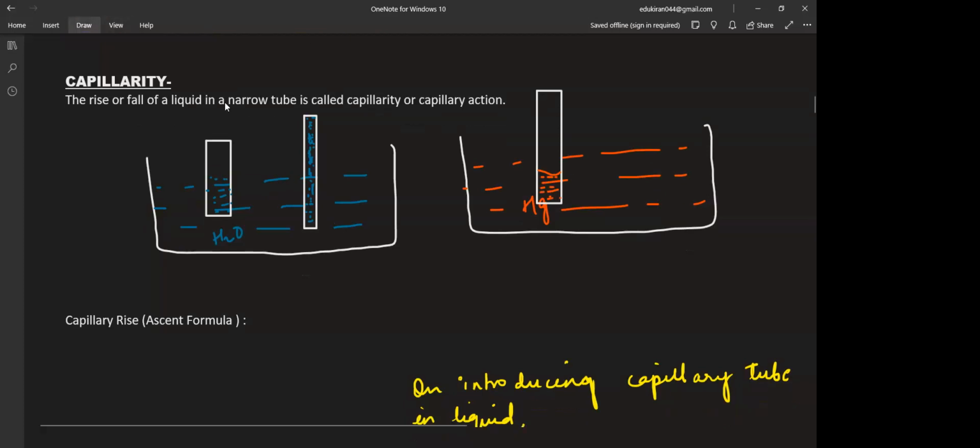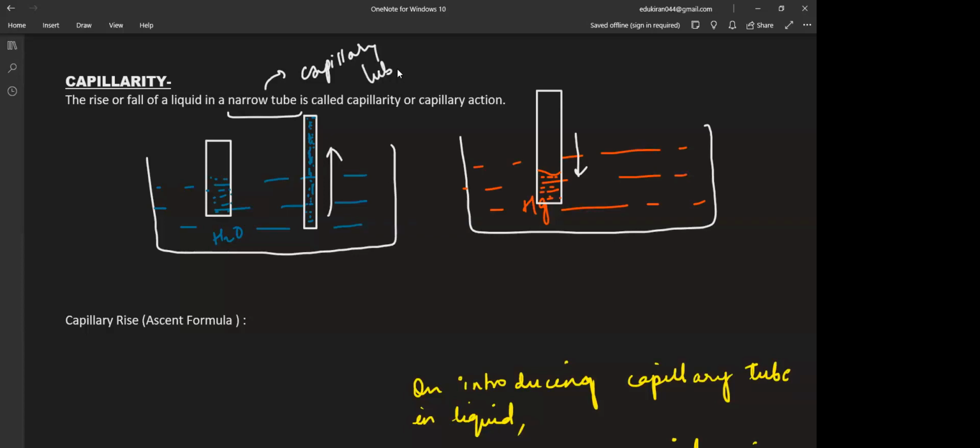Now look, this phenomenon of rise or fall of a liquid in a very thin tube, we call this narrow tube the capillary tube. This thin tube, with rise or fall of liquid, is known as capillarity. We have a full derivation for it. You will understand it there. I'll explain this rise and fall.